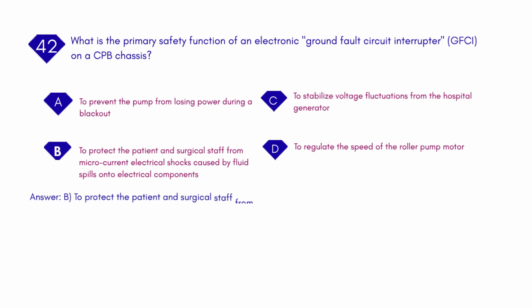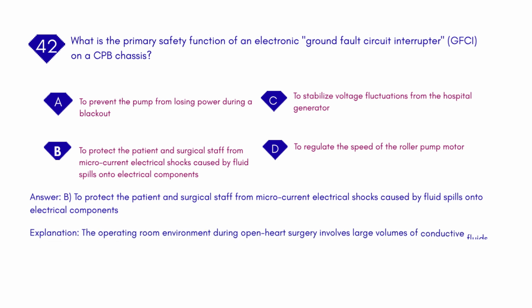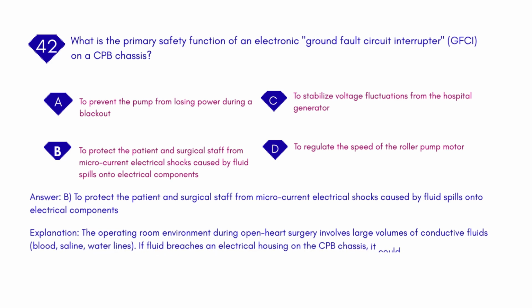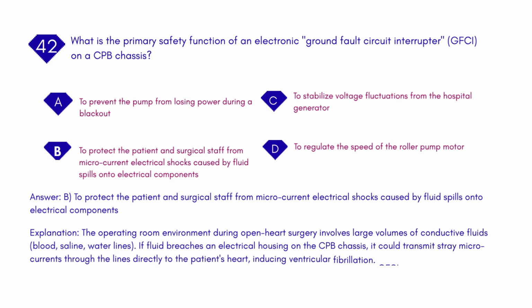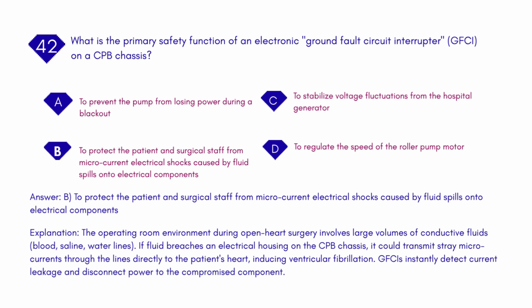Answer: B. To protect the patient and surgical staff from microcurrent electrical shocks caused by fluid spills onto electrical components. Explanation: the operating room environment during open-heart surgery involves large volumes of conductive fluids: blood, saline, water lines. If fluid breaches an electrical housing on the CPB chassis, it could transmit stray microcurrents through the lines directly to the patient's heart, inducing ventricular fibrillation. GFCIs instantly detect current leakage and disconnect power to the compromised component.